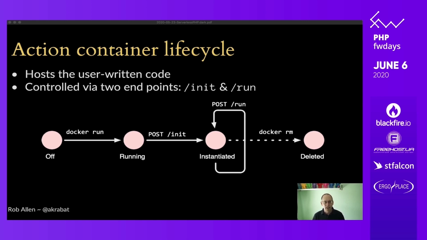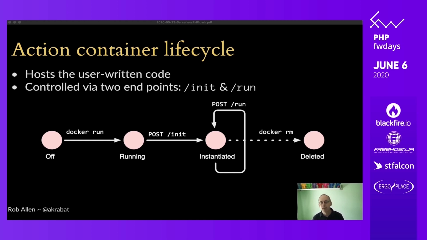This is what the container lifecycle looks like. These containers are simply Docker containers. They host the user written code. Each container is independent of all the other containers, so we don't risk any sort of contamination here. The invoker is going to start our container up, and now it starts running, and then it instantiates with a POST /init. Once we've got an instantiated container, we can POST /run as often as we like.